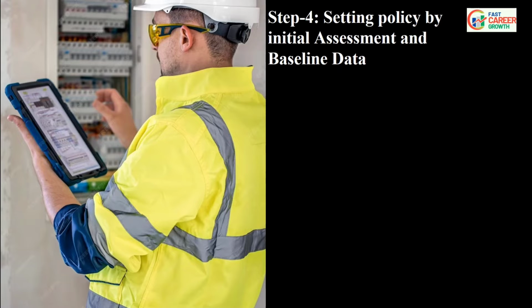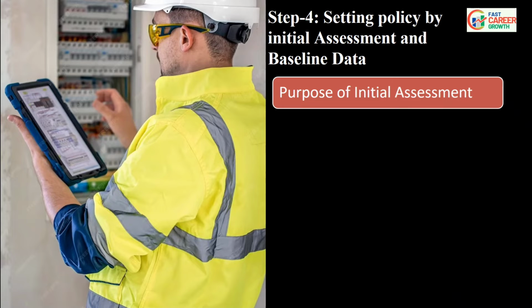Next is Step 4. Setting policy by initial assessment and baseline data. In the fourth step of our TPM journey, we focus on the initial assessment and baseline data and accordingly make a policy for TPM. This is where we gather information and data to understand the current state of our equipment and processes. The purpose is to have a clear picture of where we stand today and what we want to achieve.